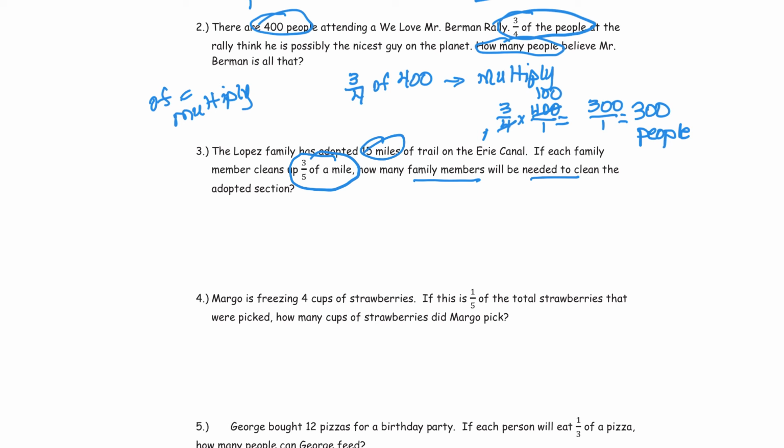So it's going to be 15, because that's the total, divided by 3/5, because every 3/5 of a mile is going to be broken up. So I have my keep, change, flip. Remember, you only do keep, change, flip when you divide, not multiply. So in this case here now, it's going to be over 1. I'm just going to rewrite it next to it. It's going to be 15 over 1 times 5 over 3. And I go ahead and I can actually simplify before I multiply. So what's happening now is 5 times 5 is 25 over 1 equals 25. So 25 family members will be needed.